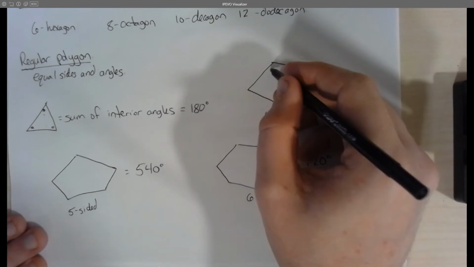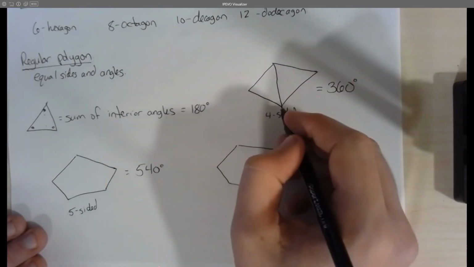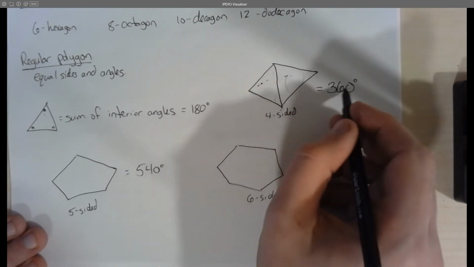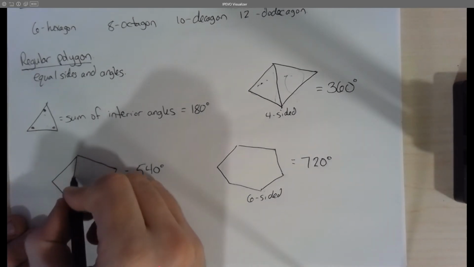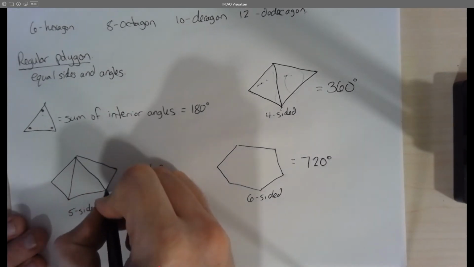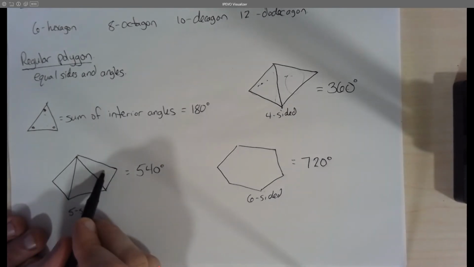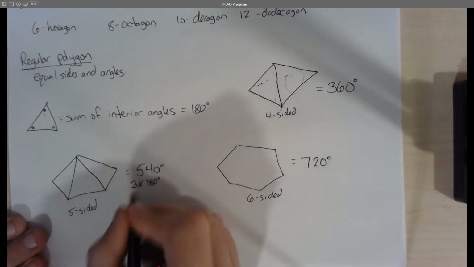So if we take a look at a square, if I take a point here and I draw a line, I actually have two triangles. And two triangles, this would be 180, this would be 180, together they're 360. In a pentagon here, let's draw lines here and lines here, all the separation lines that we can have, we have three triangles, or 3 times 180 degrees.